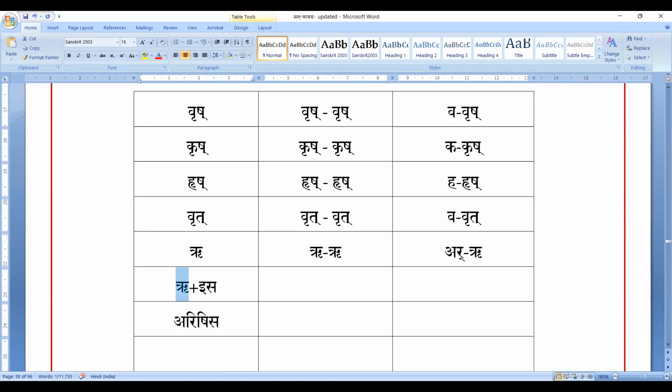So r, ajadege dvitiyasya, the second one will undergo duplication. Anyway, that we will see for rikaranta dhatu separately, but here you can keep it as it is. It is actually r. And ajadege dvitiyasya, because it is ajadi, therefore the dvitiya will undergo duplication. Therefore, we cannot write this. That's why I'm saying this dhatu, we cannot write this.